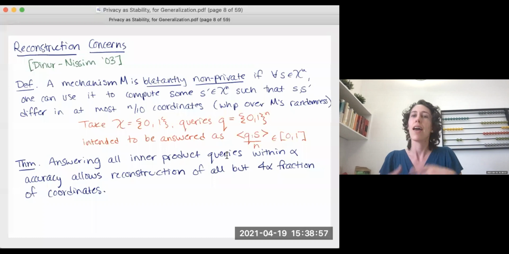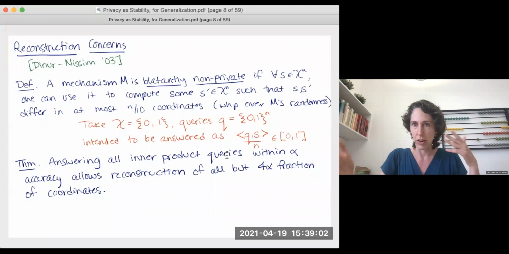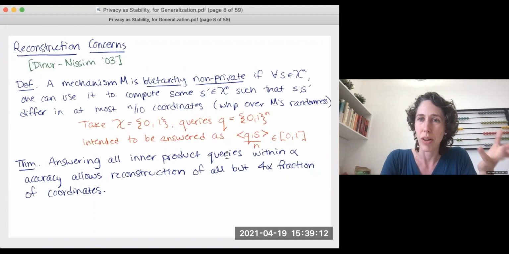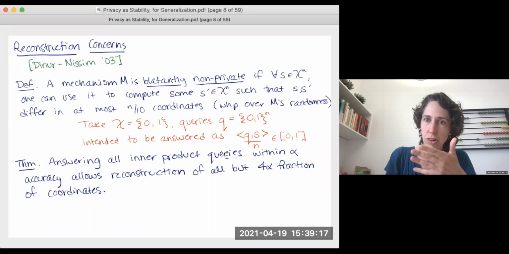What does reconstruction look like? It's basically a mathematical programming problem. Various versions of reconstruction approaches basically look like you think about each answer that you get to a query as providing a constraint on what the set of consistent data sets could have been. What are the data sets that could have generated this answer? And once you have a bunch of answers, that constrains the space of data sets somehow. That's the flavor of the reconstruction vocabulary.